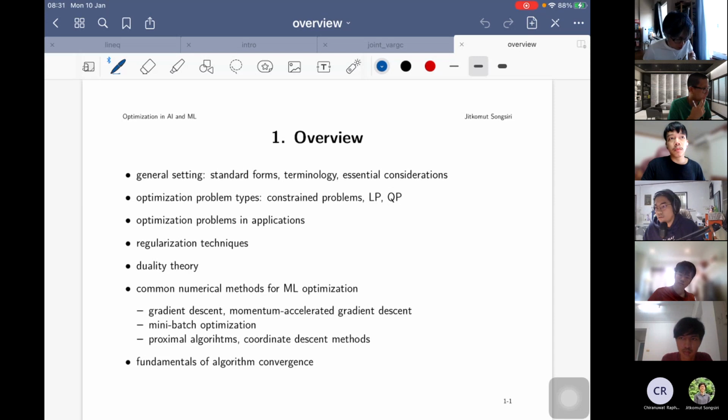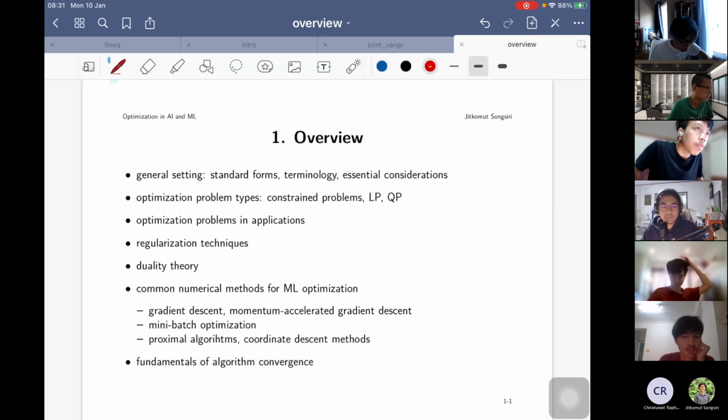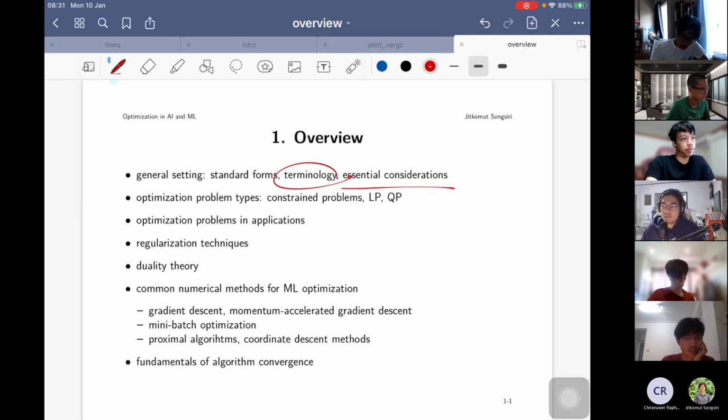We start the lecture by giving the overview of optimization in engineering and machine learning. In this class, we list the outline of the topics included in this lecture. So we're going to start with giving the overview, the general setting of optimization in terms of mathematical setting. And in order to study and go over all the contents, there's going to be some terminology, some keywords and computational considerations that you need to know.